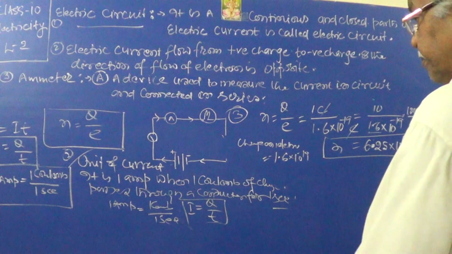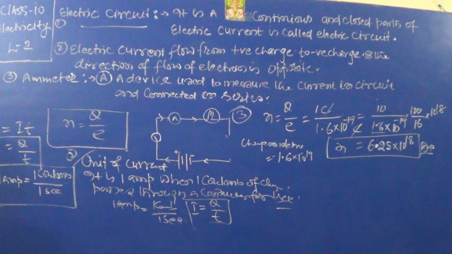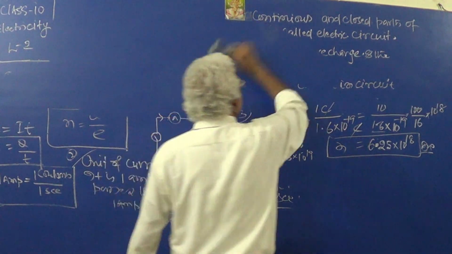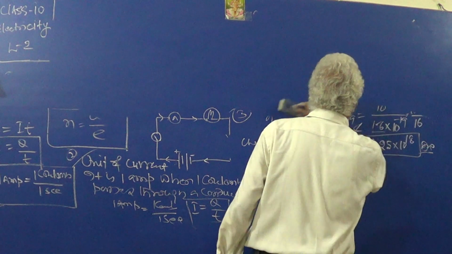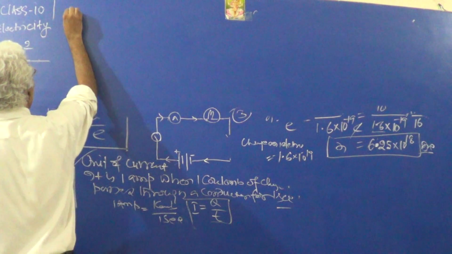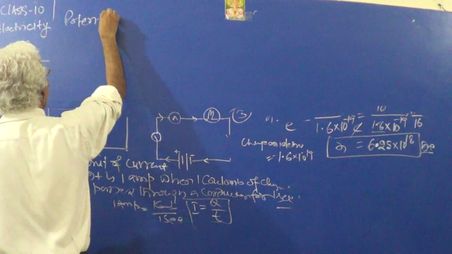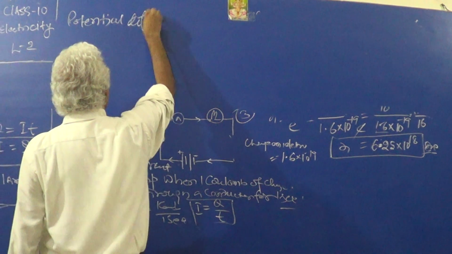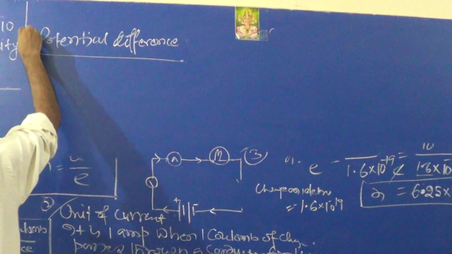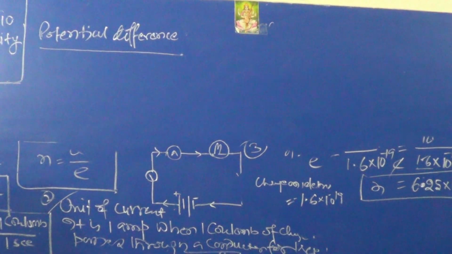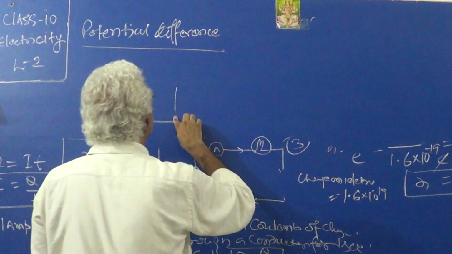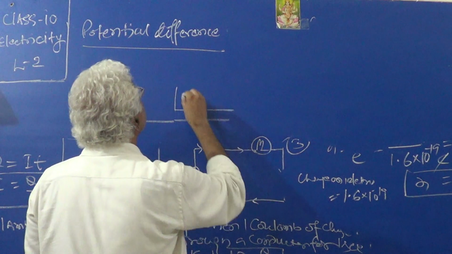Now try to understand. So we have done all 3 questions. Now potential difference. Electrical potential difference. Now here, children, try to pay attention. We are going strictly on the basis of your NCERT; we have not gone into much detail.